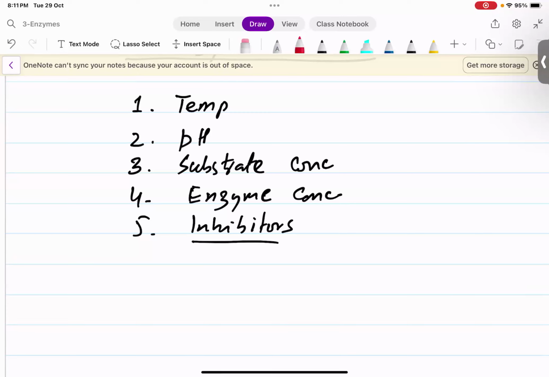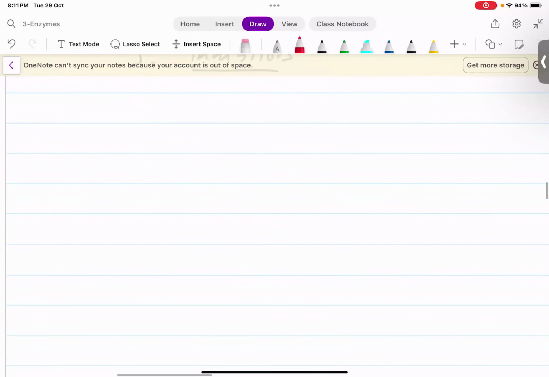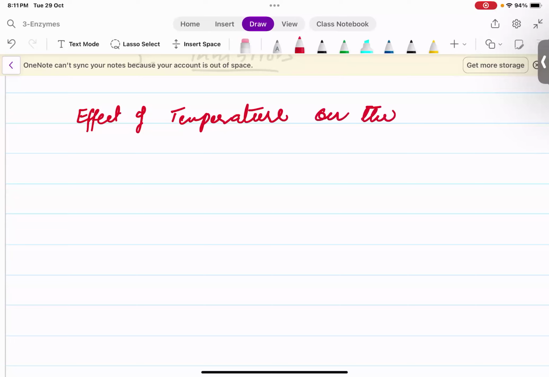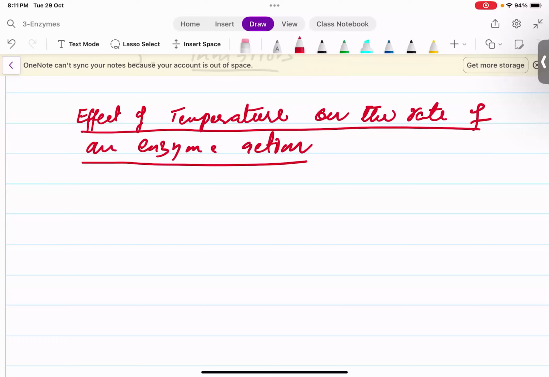So let's see the effect of temperature on the rate of an enzyme action. Okay. So we will have three different types of questions on this topic. We will have questions beginning with describe, we will have questions beginning with explain, and we will have questions beginning with investigate. Okay.